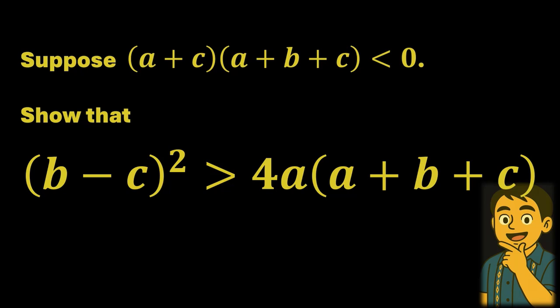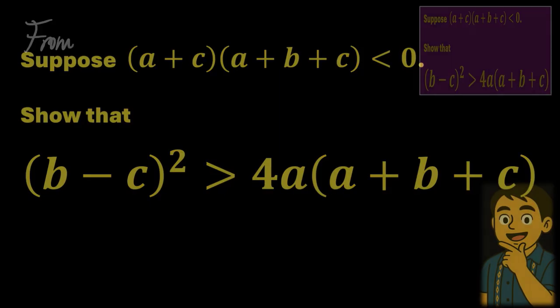Suppose (a + c)(a + b + c) < 0. We are asked to show that (b − c)² > 4a(a + b + c).